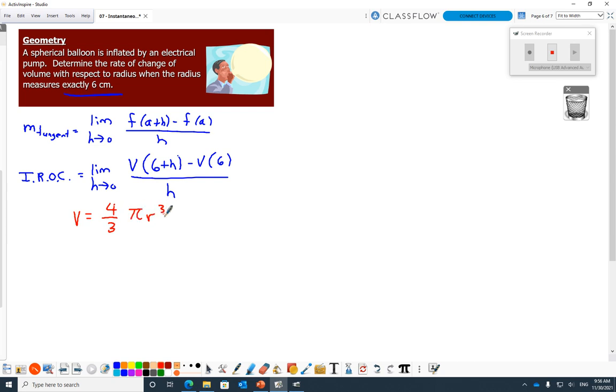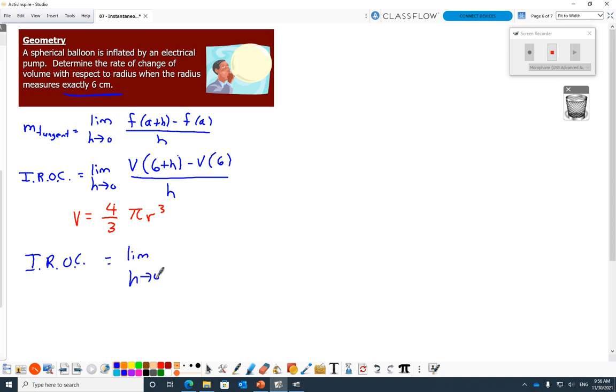Four thirds pi r cubed. Here we go with cubes and 4/3 and pi's. This is going to get crazy out of hand. Well, yeah, maybe, sort of. Parts of it are bad. Parts of it aren't so bad.